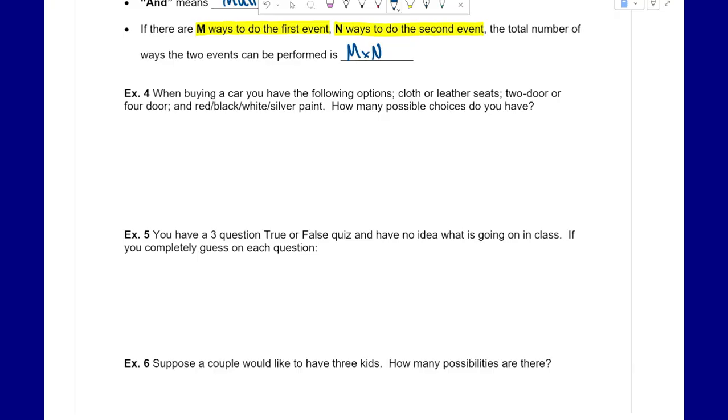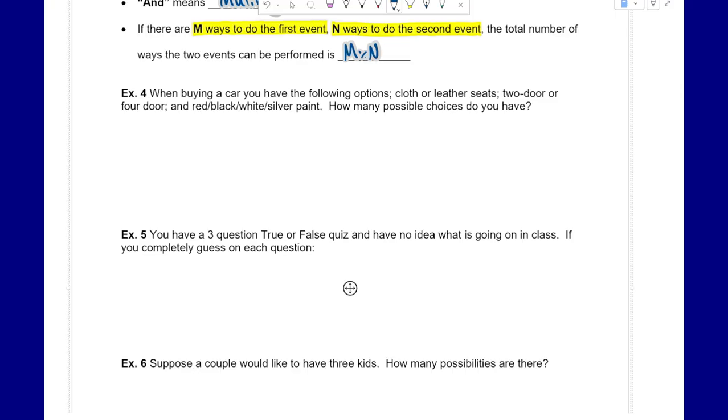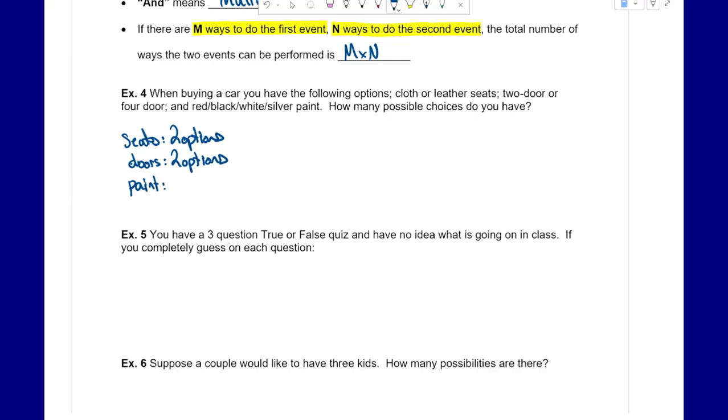Right, so if I look at the first one, buying a car, you have the following options: cloth or leather, 2-door or 4-door, black, and then the choice of paint. We want to figure out how many total choices there are. So for the seats, there are 2 options. For the doors, there are also 2 options. And for the paint, there are 4 options.